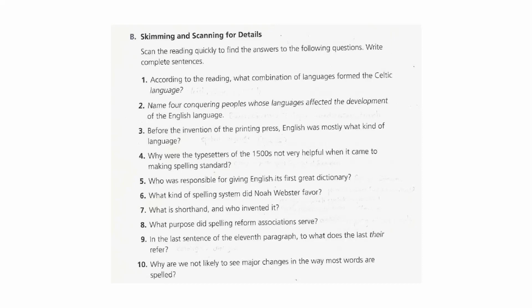Two, name four conquering peoples whose language affected the development of the English language. So when I mentioned in the readings, if it wasn't that clear to you that the people conquered each other, just list the peoples there who affected the languages, and they'll tell you the countries, right? It's more than one or two, so you have to write a little.